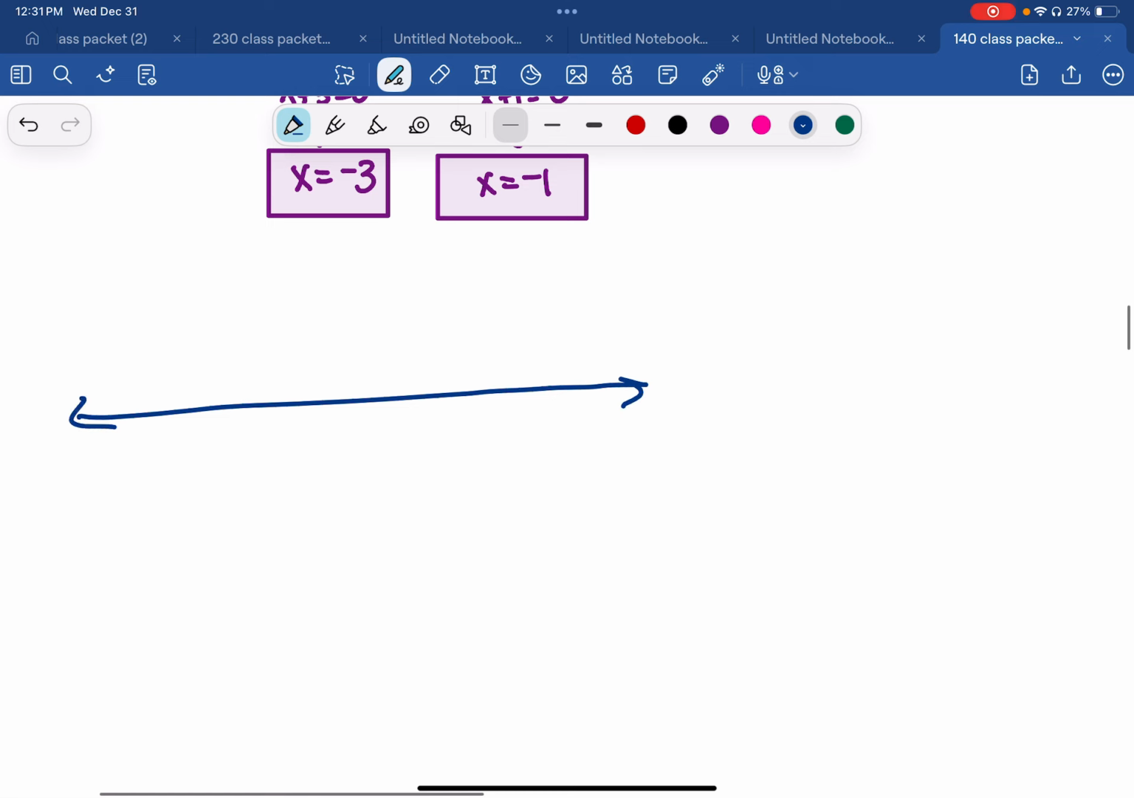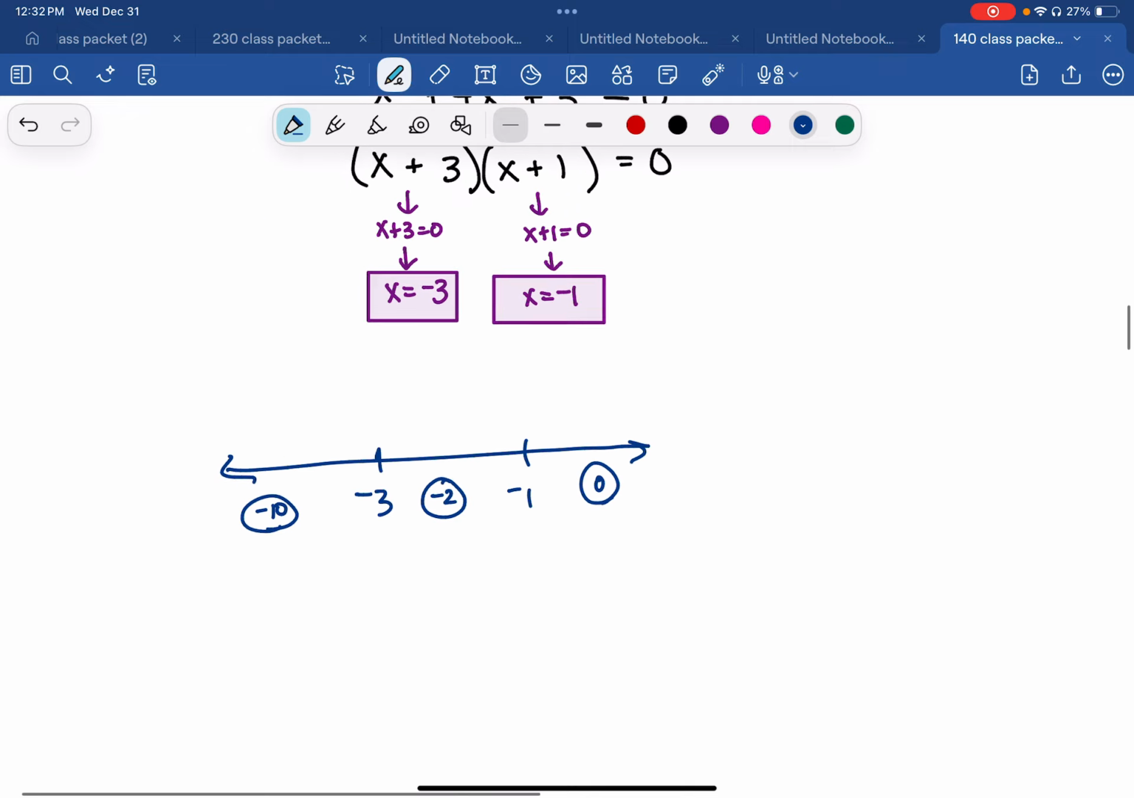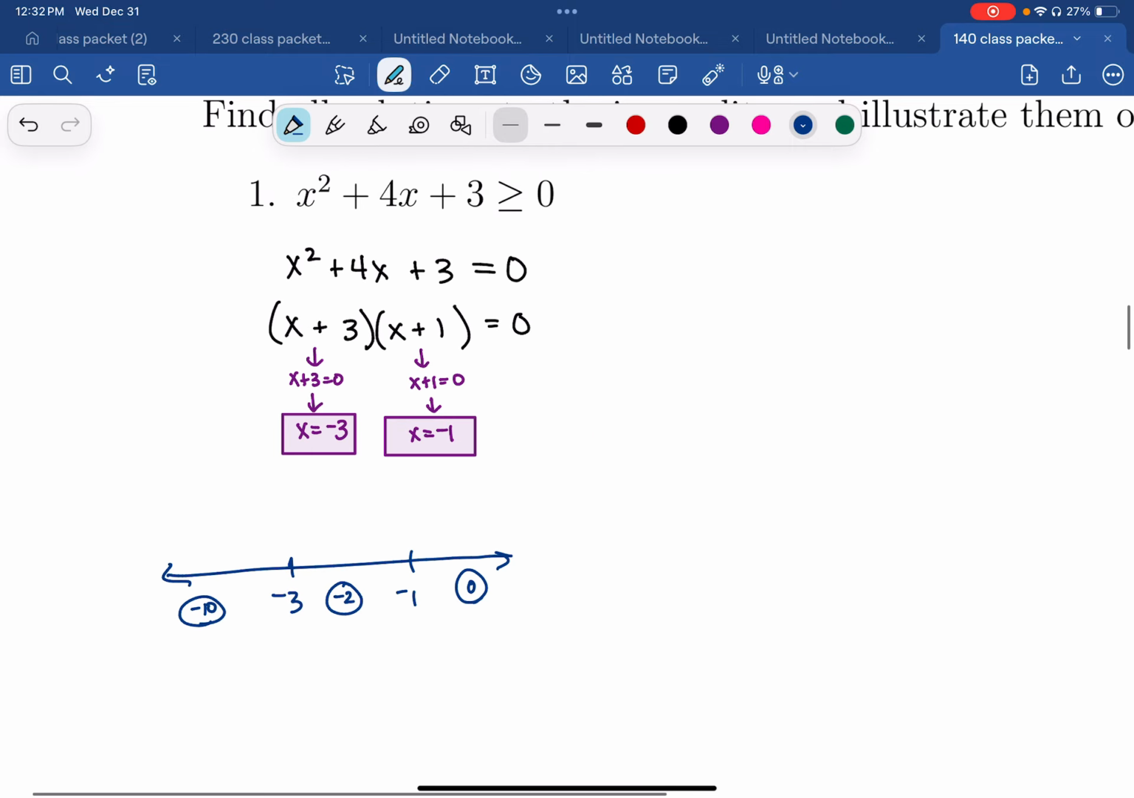Here's my number line, and I've got negative 3 and negative 1 on that number line. Now, I want to test each section. I have 3 sections here, and I want to test each one. So I need to find a number in each section. So I need a number less than negative 3. I'm going to go with negative 10 just because I like round numbers. Between negative 3 and negative 1, I like negative 2. And larger than negative 1, I'm going to pick 0 when I can because it usually is easier to work with. And we're going to plug those in to the original. So you're going all the way back to here and you're saying, is this a true statement or not?